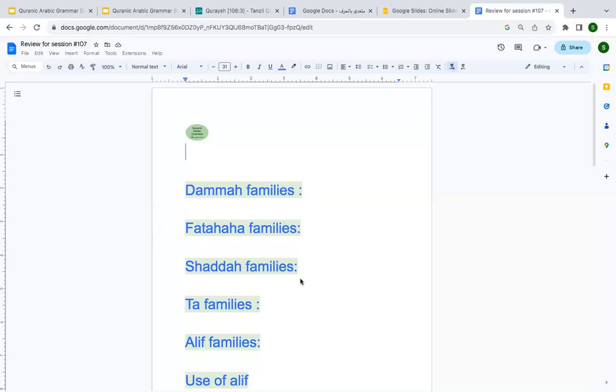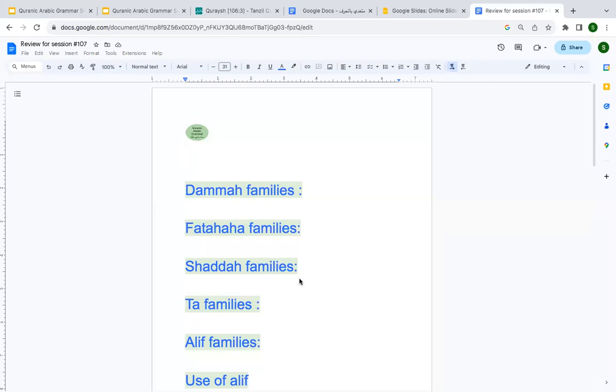Now, what are the Shadda families we have covered so far? Family number 2, Allama, Babe Taf'il. Babe Taf'il is one of the Shadda families. And Bab Tafa'ulan is also a family, also a bab with a shadda. Taf'il and Tafa'ulan are two families with a shadda, which in modern day language, we call them family number 2 and family number 5. Everyone with me so far?